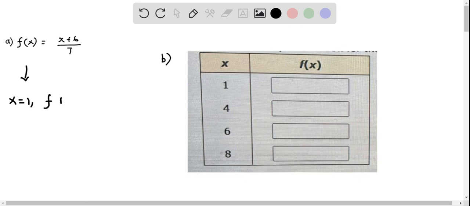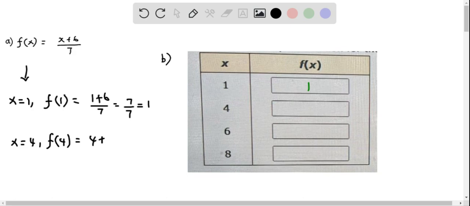So therefore, this becomes f of 1 and this equals 1 plus 6 over 7. So we get 7 over 7 and this equals 1. So when x equal to 1, f of x equal to 1, I can put this in the table. Now let's determine for the other values of x. So therefore we have x equal to 4. We get f of 4 and this equals 4 plus 6 over 7 equals 10 seventh. So I write 10 seventh here.